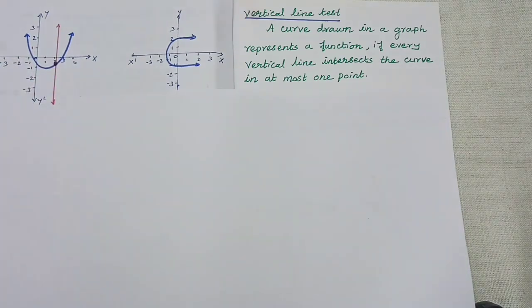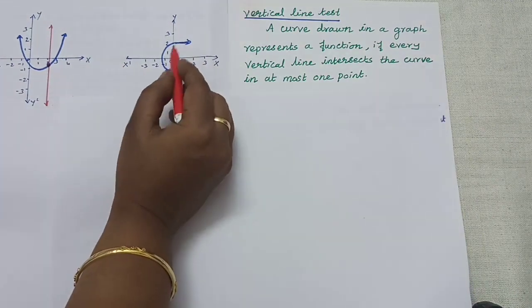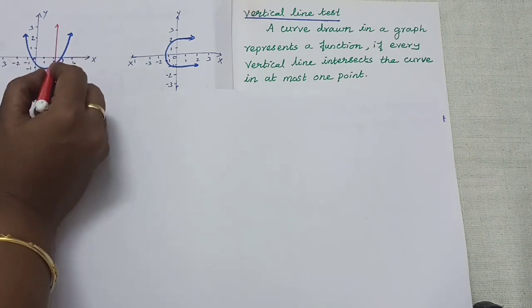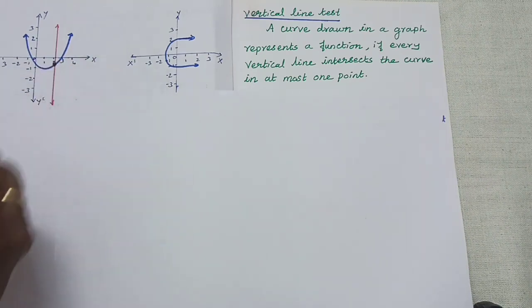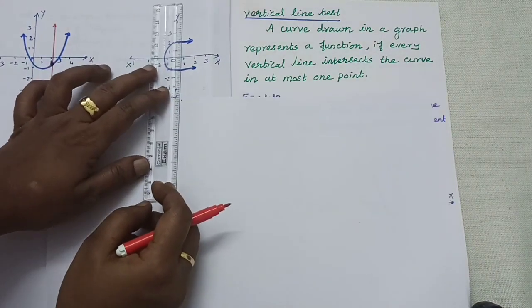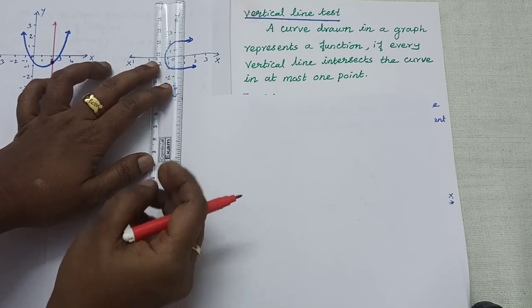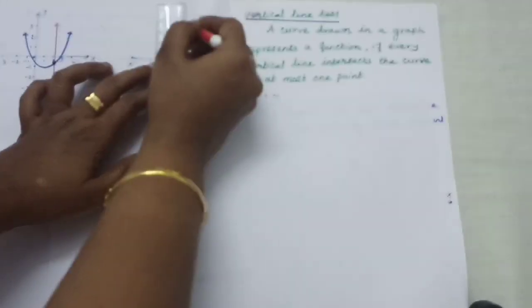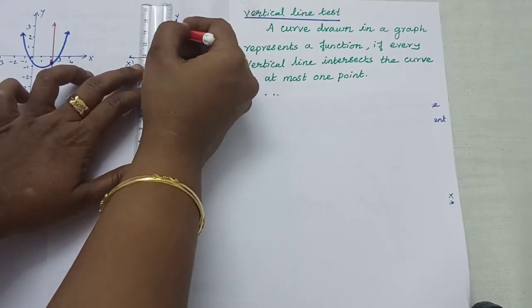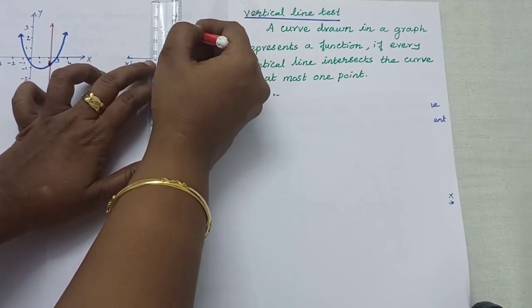Okay, then one more question also. This is one parabola. Using the vertical line test we find the answer. This is the function. Like that, this one also we have to check. Draw the vertical line. Simply here also we can draw.